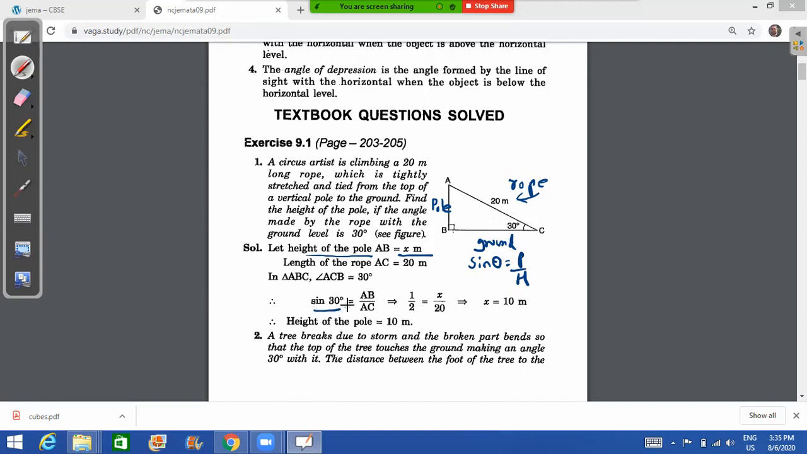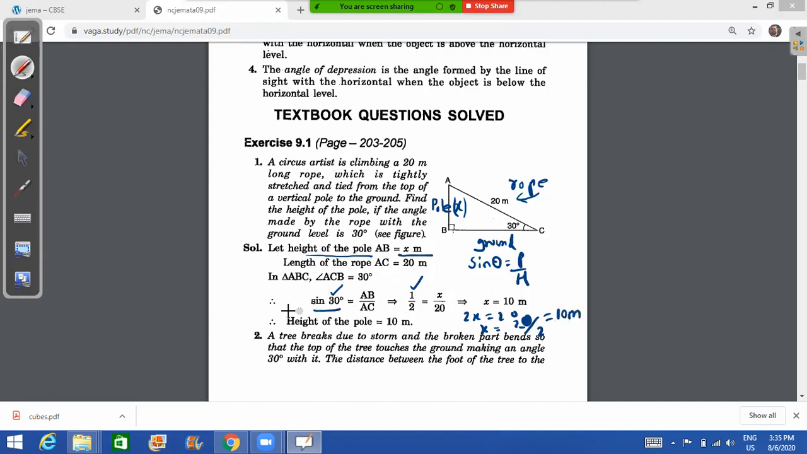So I'm going to use sine 30 is equal to perpendicular by hypotenuse. So sine 30 is perpendicular AB by hypotenuse AC. Now the value of sine 30 you should know is 1 by 2, is equal to AB, we don't know, so we have assumed as x. Let the height of the pole be x. The hypotenuse length is given, 20. So when you cross multiply that, you get 2x is 20. So what is x? x will be 20 divided by 2. And that's how we get this answer as 10 meter, right?